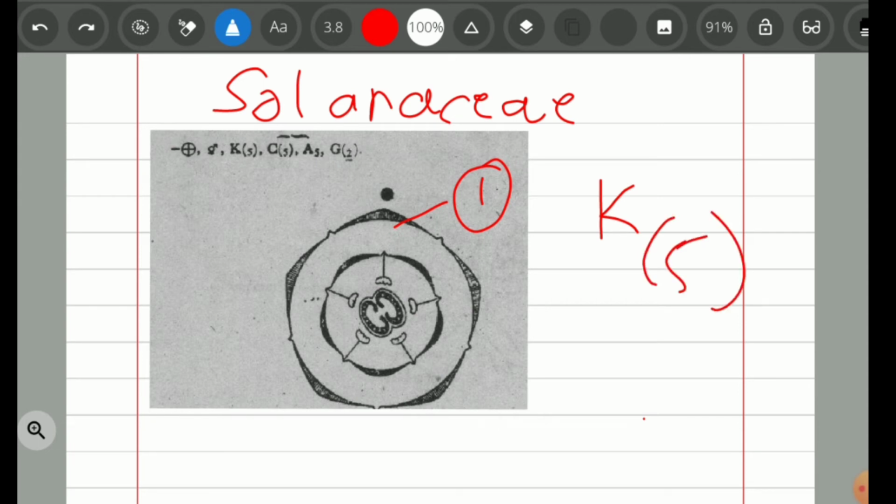Then coming to the corolla, that means the petals. Corolla is C. Petals are also 5, and they are also fused. That means they should also be written in brackets, that is C, bracket 5. Then coming to the next whorl, the androecium. The androecium has 5, and they are not fused. So we need to write A and then 5 without the brackets, denoting they are not fused.